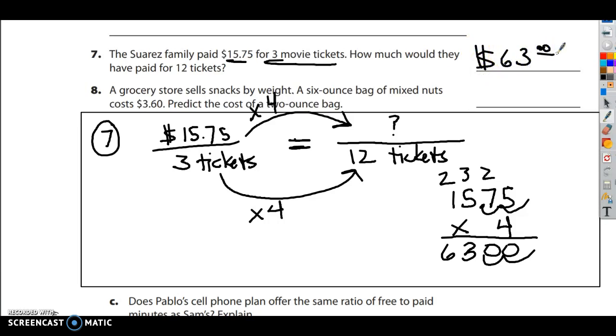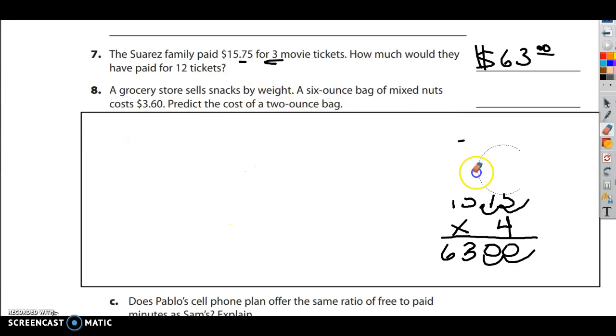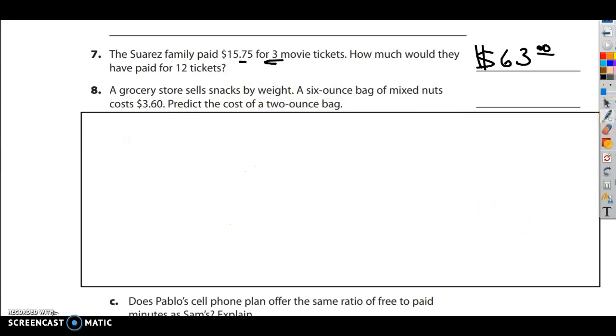Perfect. Let's move on. Go ahead and make some room on my whiteboard. Number 8. A grocery store sells snacks by weight. A 6-ounce bag of mixed nuts costs $3.60. Predict the cost of a 2-ounce bag. Could you do the same strategy here as you did for number 7?